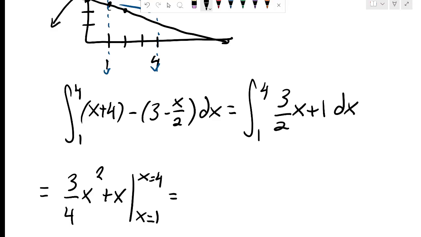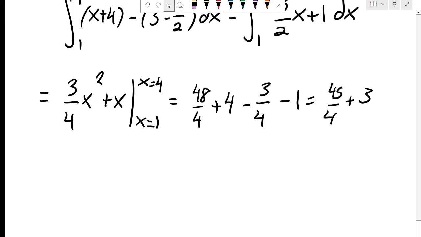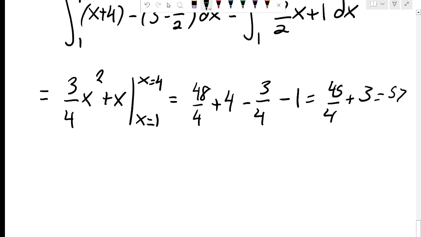So we get 48 over 4 plus 4 minus 3/4 minus 1. So this is going to be, I'm sorry, 45/4 plus 3, which is 12/4, so that's going to be 57/4 altogether there. So 57/4 units squared, you could say, if you want to put some units on it.